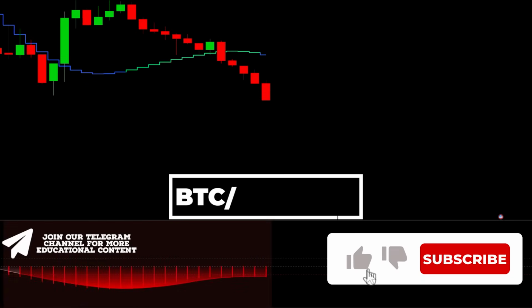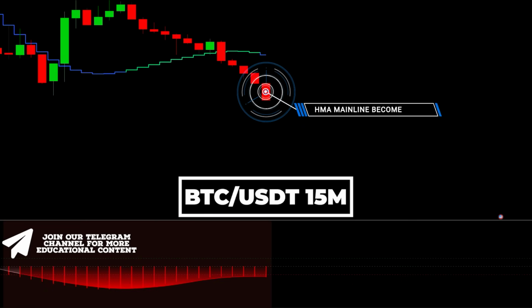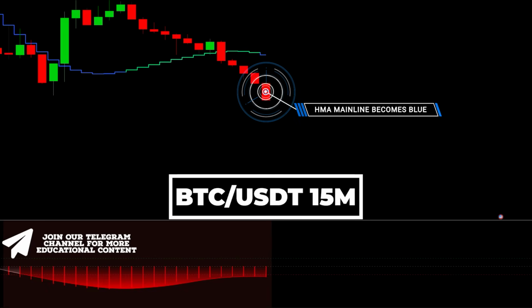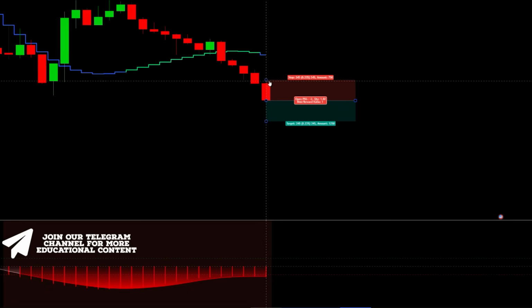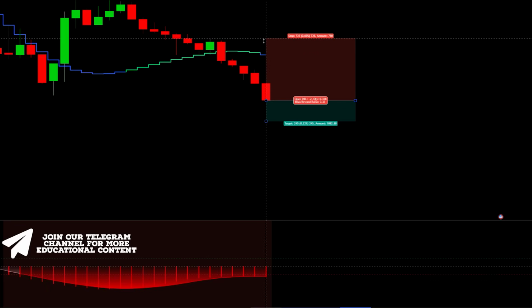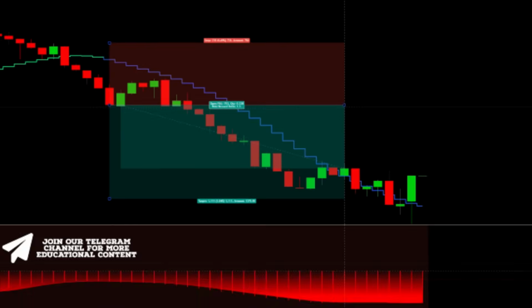Here's Bitcoin, a 15-minute time frame. As can be seen, the HMA mainline changes its color to blue, which is a first step to go short. Moving on, the volume bar is bright red, allowing us to jump in. We place the stop above the most recent high and use the same RR ratio. Voila, we close this trade with amazing profits.